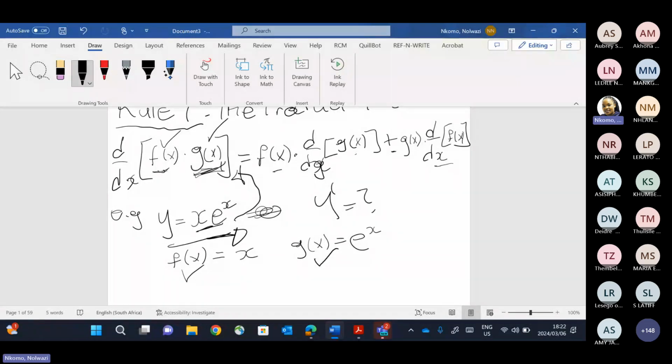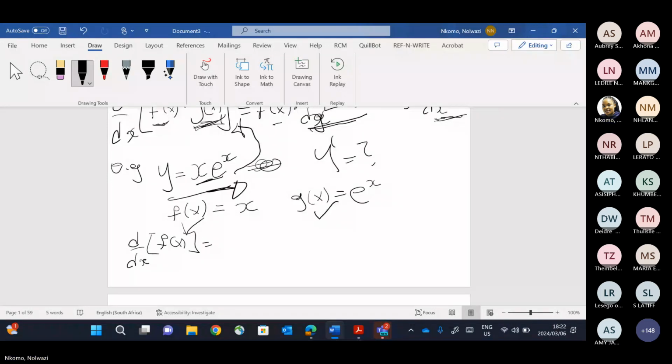So this means the next step is to find d/dx of f at x, right? f at x is just x. How do you differentiate x? Again, you go back to your rules.